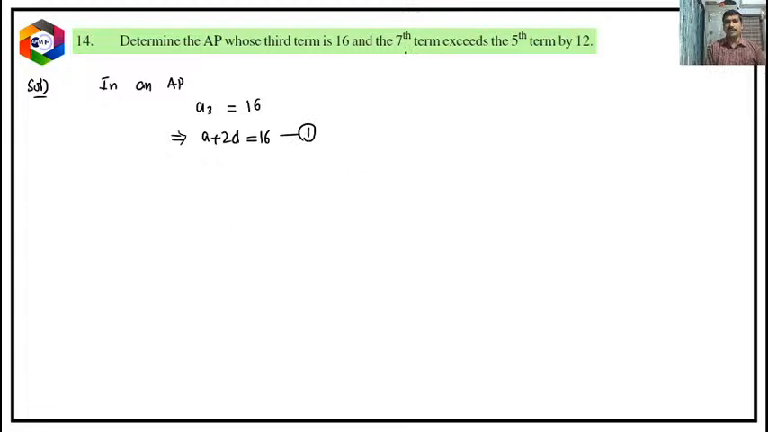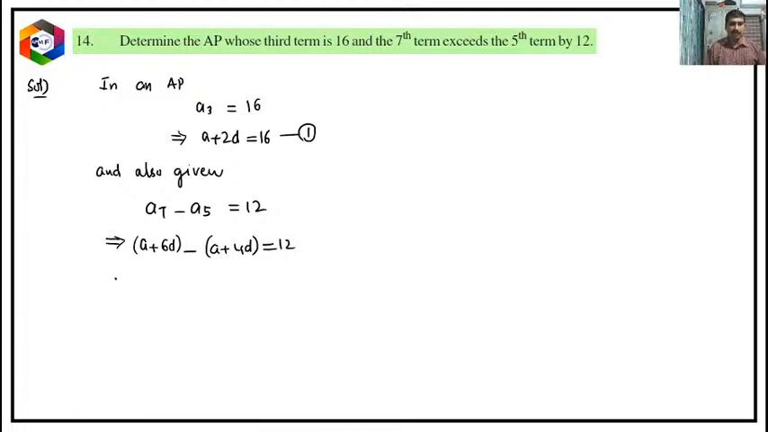And one more, it is given that the seventh term exceeds the fifth term by 12. That means if you subtract the fifth term from the seventh term, the value will be 12. And also given a7 minus a5 is equal to 12. This is the meaning of that. Again we know that a7 is a plus 6d, minus a5, which is a plus 4d, is equal to 12.